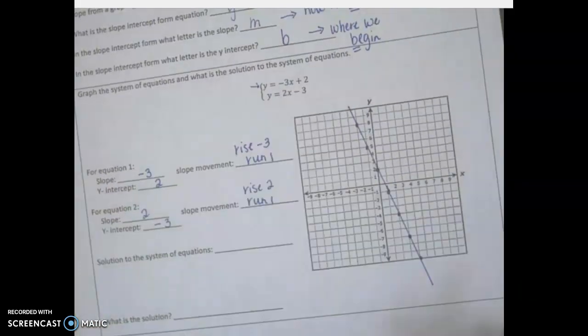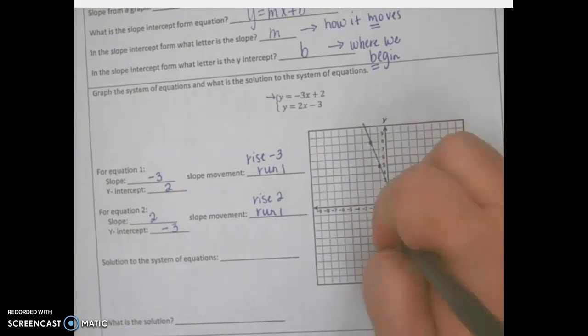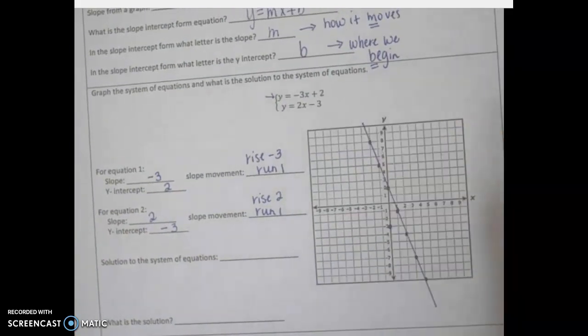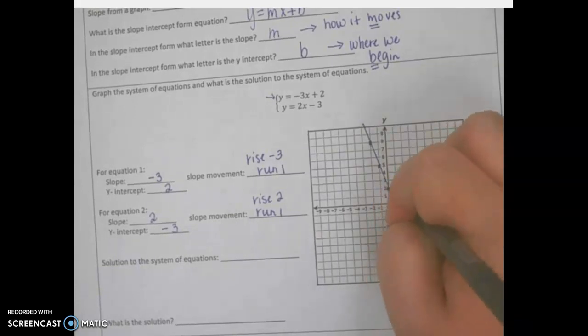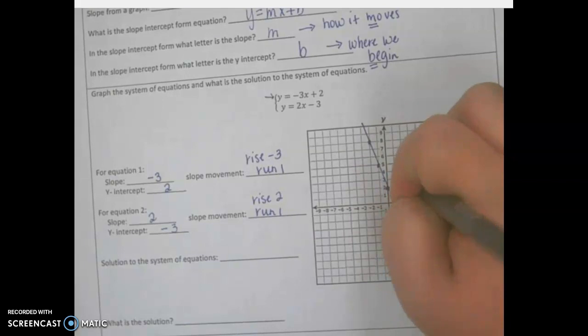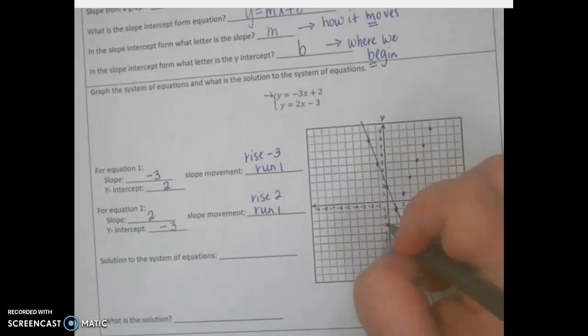Y-intercept is -3, sorry. Remember to bring our sign with it. So I'm going to start at my -3. I'm going to go up 2 over 1, up 2 over 1, and I'm just going to keep going with this pattern till I run out. Then I'm going to do the reverse.